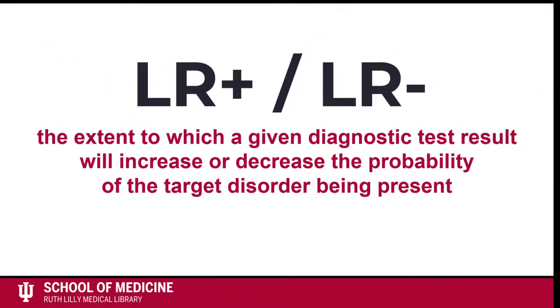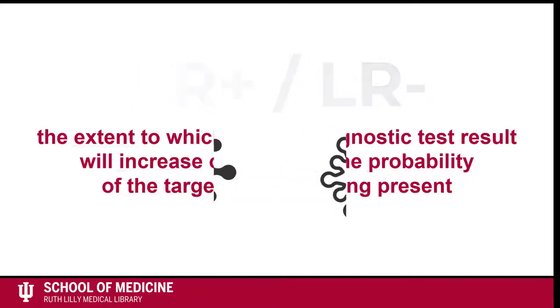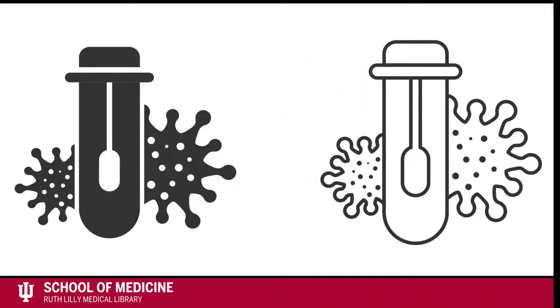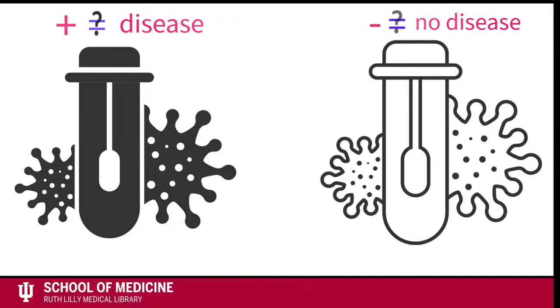Likelihood ratios indicate the extent to which a given diagnostic test result will increase or decrease the probability of the target disorder being present. Diagnostic tests can either be positive or negative, but a positive test result does not necessarily mean someone has a disease and they should be treated, and a negative test result does not necessarily mean someone does not have a disease and should not be treated.